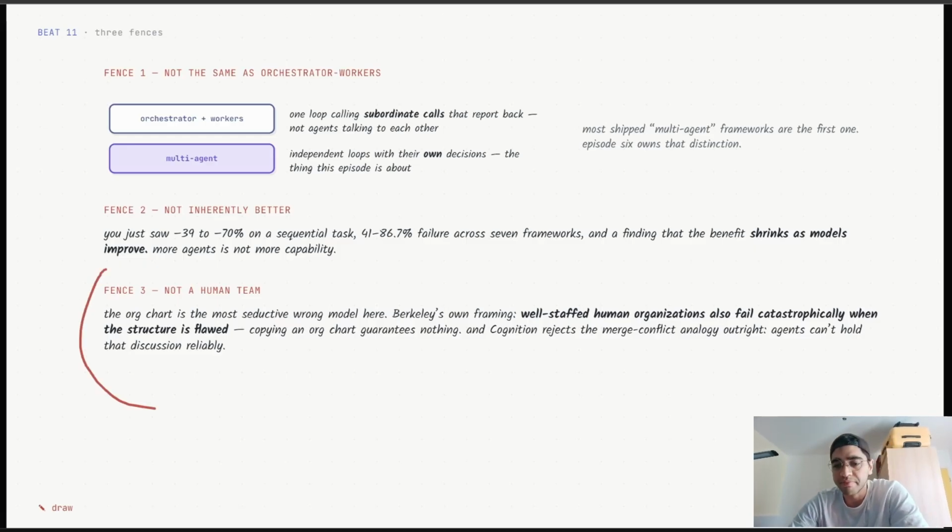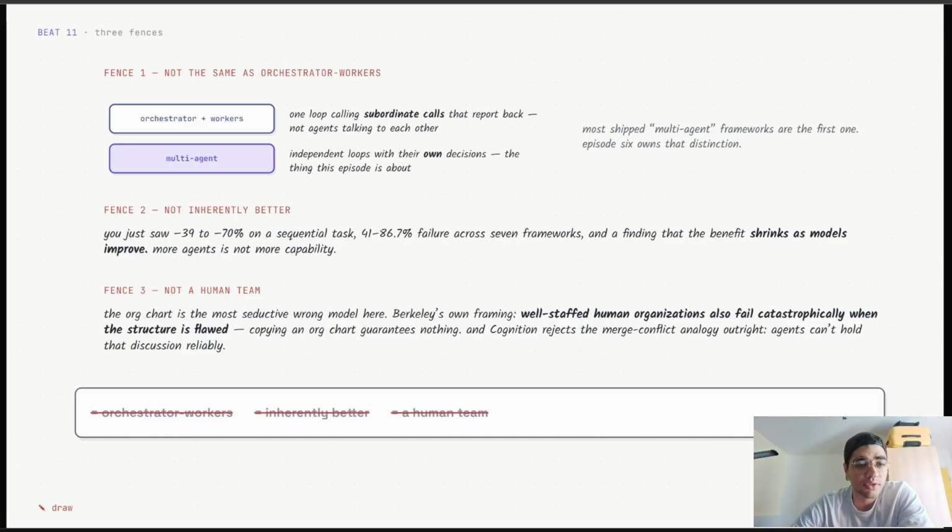Finally, it's not a human team. Whether we like it or not, today, we as humans communicate much better between each other than agents do. So if there are conflicts or PR merge issues or anything like that, at the end of the day, two engineers can figure it out. They will find different ways to figure out the best solution, which is not the case for agents. Today, they are too sycophantic, they agree too much with each other. So those are the three fences you need to keep in mind.